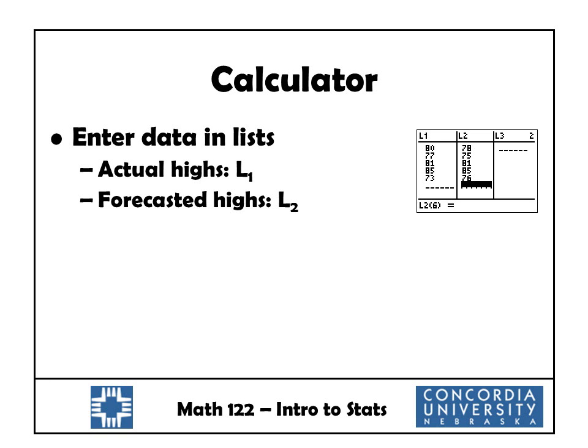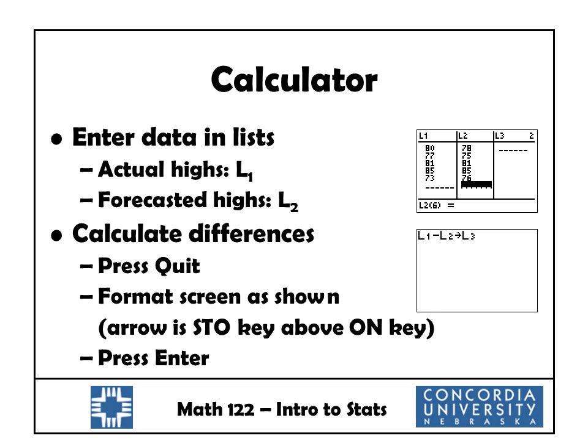So the first step there is to enter the data in the list. So we know how to do this. Go to Stat, Edit, Edit, and we'll enter our actual highs in L1 and the forecasted highs in L2. So your window should look just like this. Now we need to calculate these differences.